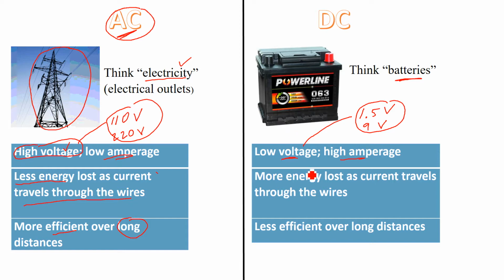In the case of DC, it's exactly the opposite, what we see on the right-hand side compared to the left-hand side. On the left-hand side, it was less energy lost. Here more energy is going to be lost, and it is simply less efficient to transmit that energy over long distances. So these are major reasons why most of our electrical appliances and applications are based on alternating current.